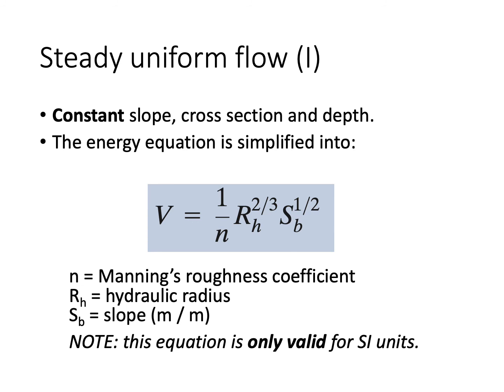If we add more assumptions like constant slope, cross-section and depth, then the energy equation is simplified very much into the following equation: V equals 1 over n times R_H to the 2/3 times S_B to the 1/2. N is the Manning's roughness coefficient. We will see a table later. R_H is the hydraulic radius, and S_B is the slope of the bed in meters per meter. It's important that this equation is only valid in SI units.